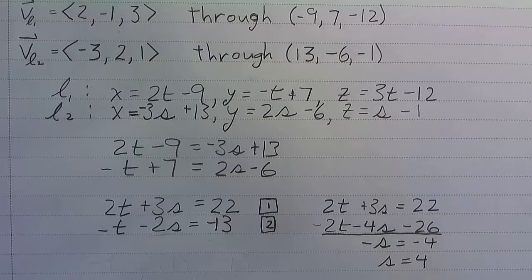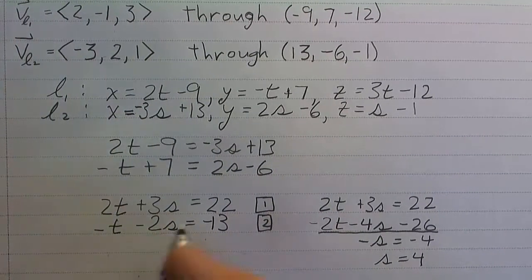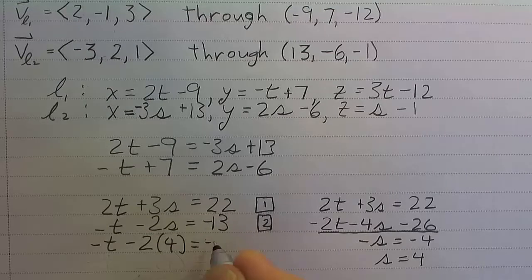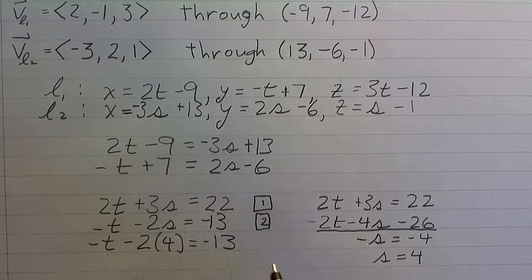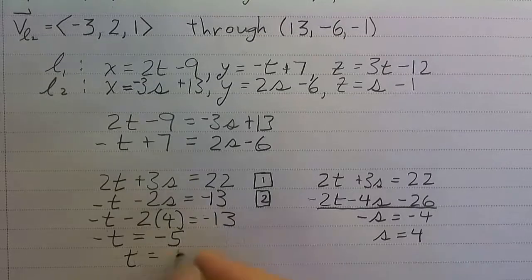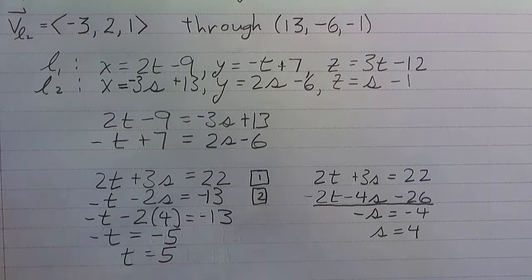Now I've got to find t, and I can do that just by plugging in s into any place where s and t are together. So I'll just go here. I get negative t minus 2 times 4 equals negative 13, or negative t equals negative 13 plus 8, that's negative 5. So t equals 5.